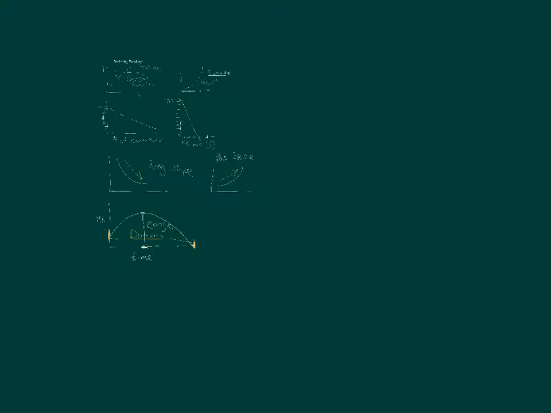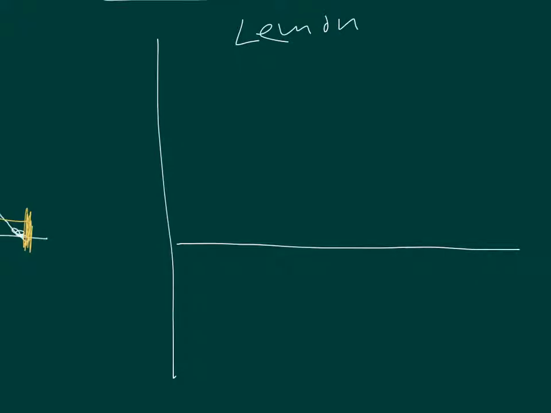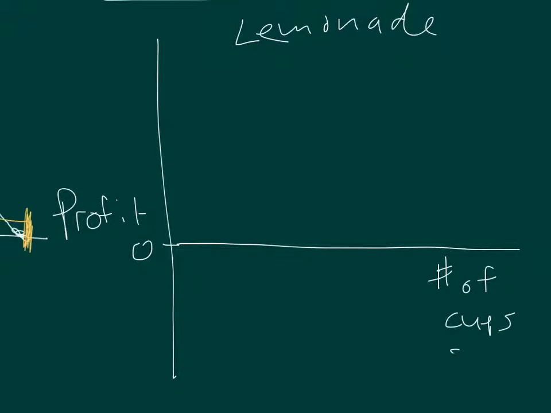Let's do an example. If you were asked to graph, let's draw a graph here. A graph of if you had a lemonade stand. So we'll call this lemonade graph. Okay, here's 0. I want you to graph the profit you would make based off the number of cups sold.